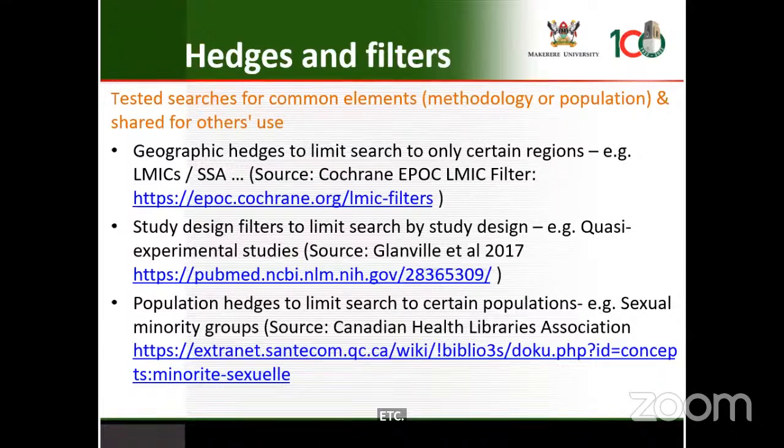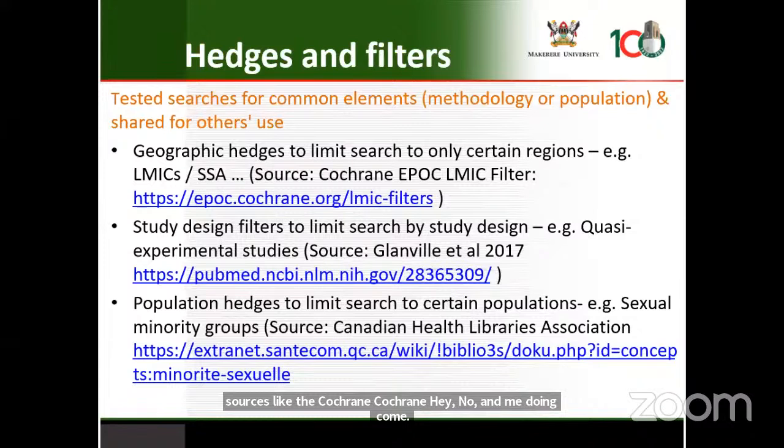So those search filters have already been done for you. Especially for librarians, when you're searching, they have given you a research question, and at the end, you have to focus it to low and middle income countries. I don't know how many countries are in that bracket. They could be very many, and it is going to take a lot of your time to search. So just go and look for credible sources like the Cochrane, EPOC, low and middle income filters.